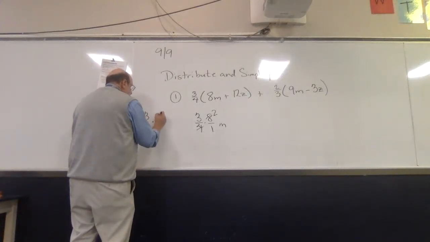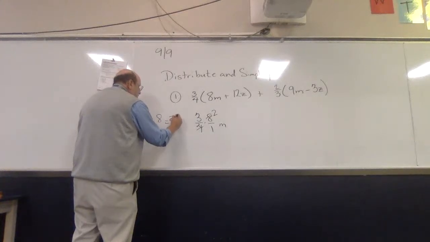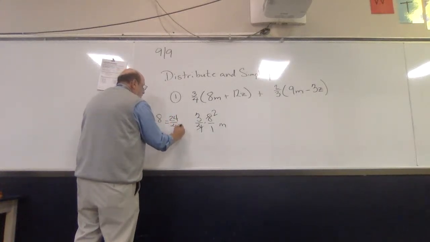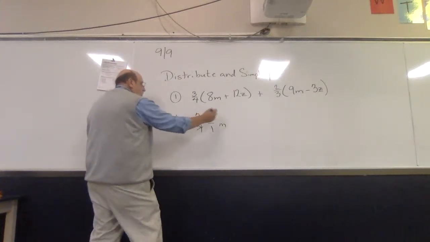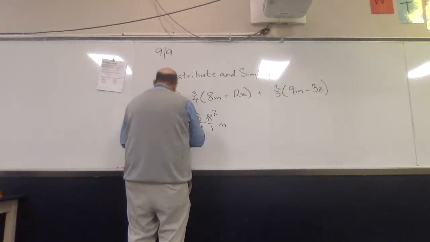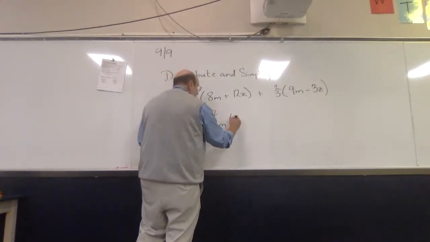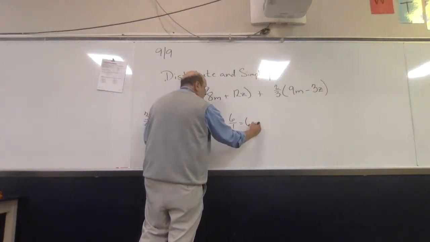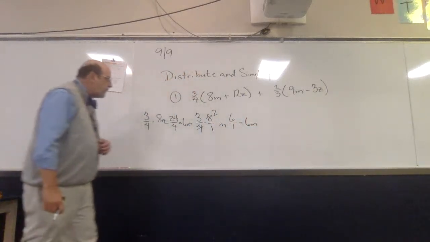3/4 times 8 is 24/4, which is 6. 3 times 2 is 6 over 1, which is 6m. Good? All right.